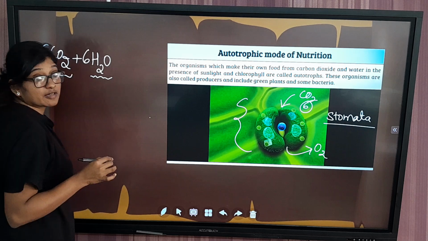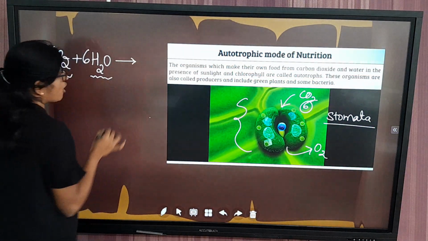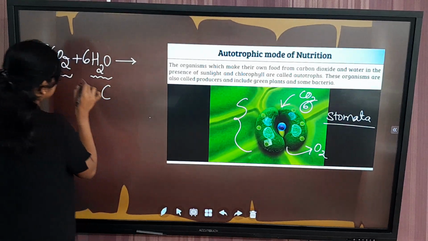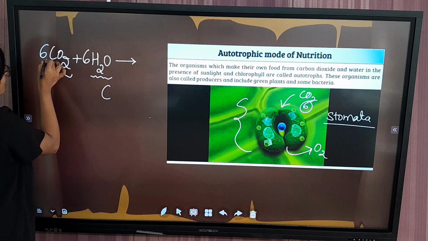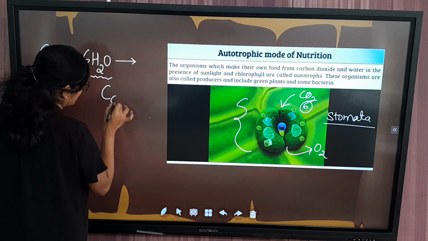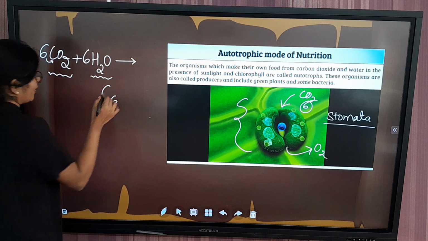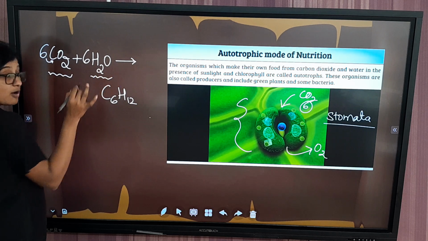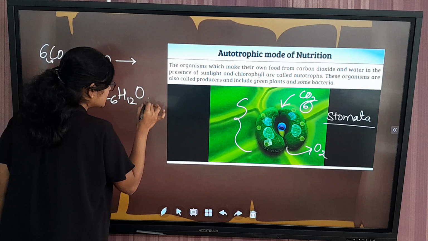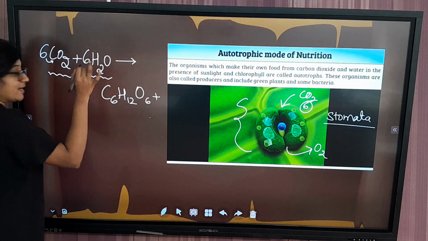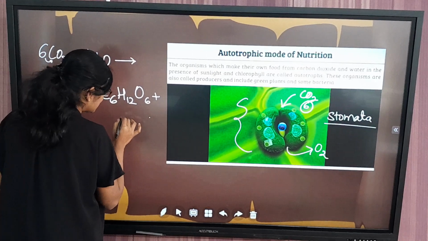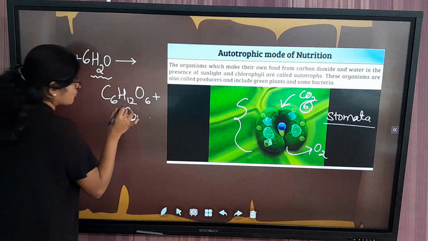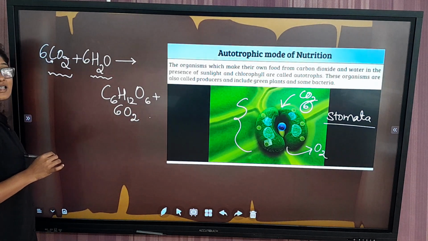Water and carbon dioxide. This is going to form carbohydrate. I am writing it down here. What is the carbohydrate formula? How many C's are there here? 6, so C6. How many hydrogens? 12, C6H12. How many O's? I'll write down C6H12O6 plus 6 more, right? So that will be given out as oxygen molecules also. So 6 molecules of oxygen is being released out.